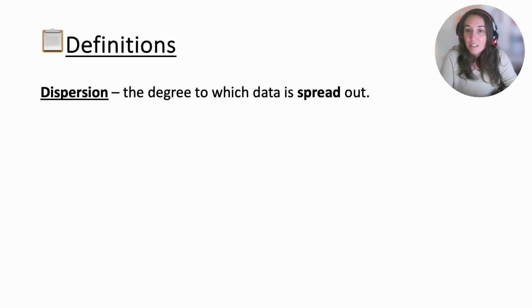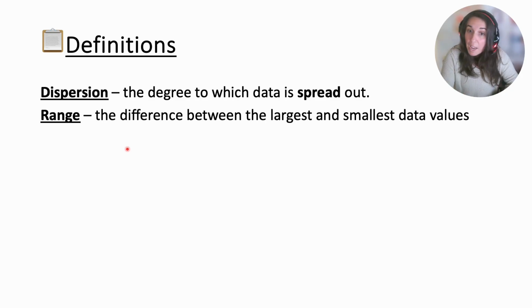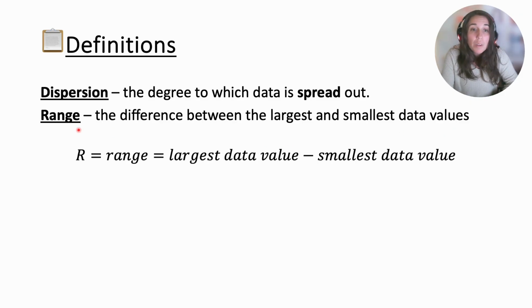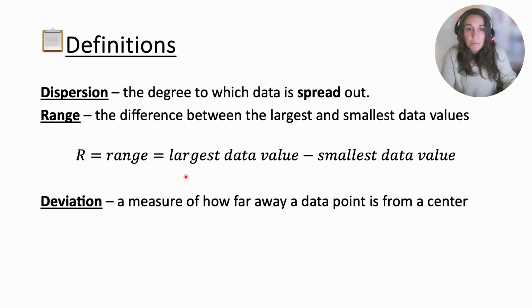So now let's discuss measures of spread, which is another hugely important factor in the study of statistics. We're going to just start with some very basic definitions here. So when we say dispersion, that's the degree to which data is spread out, okay? The range is the difference between the largest and smallest data values in our data set. So we denote range with capital R. We can calculate that by taking the max, our largest data value, and subtracting the smallest data value from it, the min, and that will give us the range of our data.